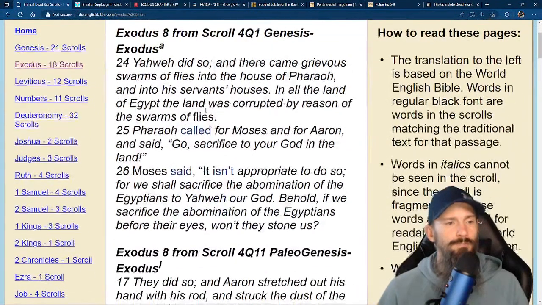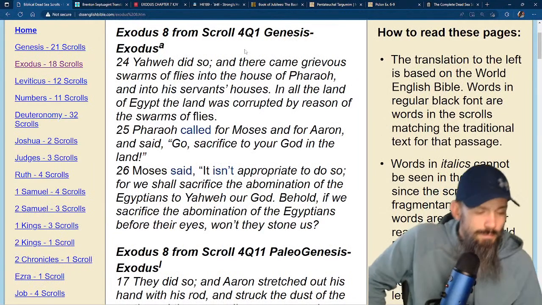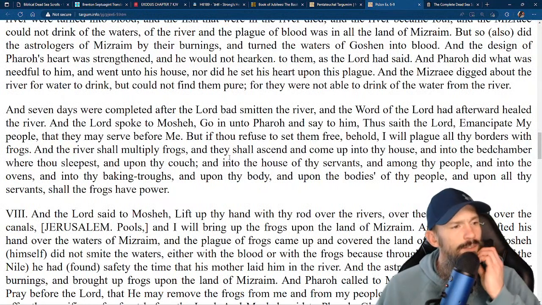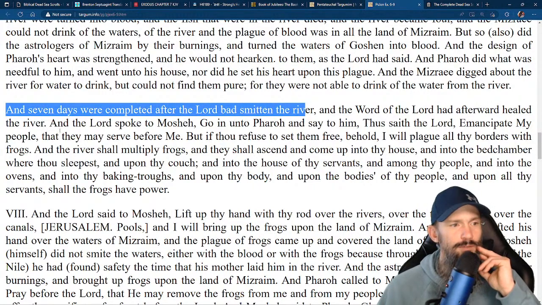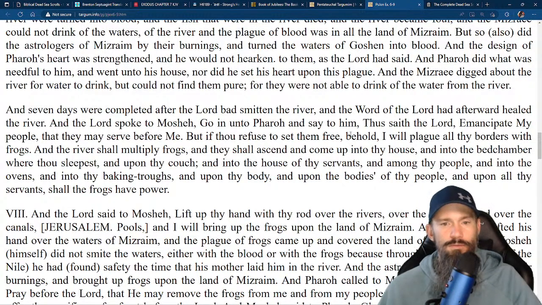Chapter 8. He said, I'm doing it. And then he sent Aaron to do it. That's odd. What's the Targum say? 7. And 7 days were completed after Yahuwah had smitten the river, and the word of Yahuwah had afterward healed the river. And Yahuwah spoke to Moses, go in unto Pharaoh and say to him, thus saith Yahuwah, emancipate my people, that they may serve before me. But if thou refuse to set them free, behold, I will plague all thy borders with frogs. And the rivers shall multiply frogs.